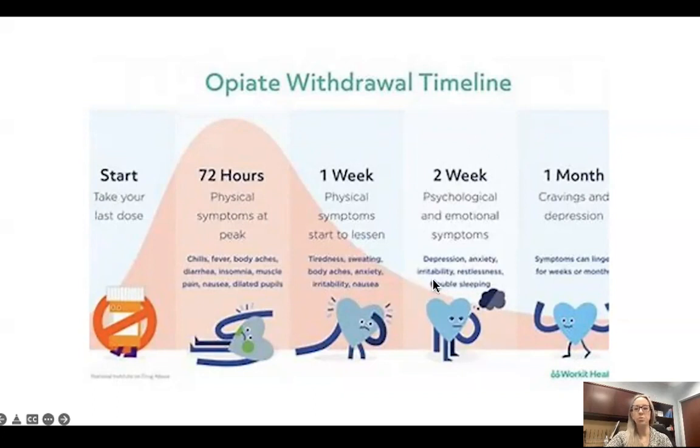At about week 2, the physical stuff is gone, but there's a lot of psychological and emotional symptoms. You see this with any sort of thing that you're using, such as smoking. You will see these psychological and emotional symptoms, and that can go on for a long time. The same thing happens with opiate use disorder. Then out at about a month, they might still have a few physical symptoms, but for the most part, it's just going to be psychological cravings and depression.